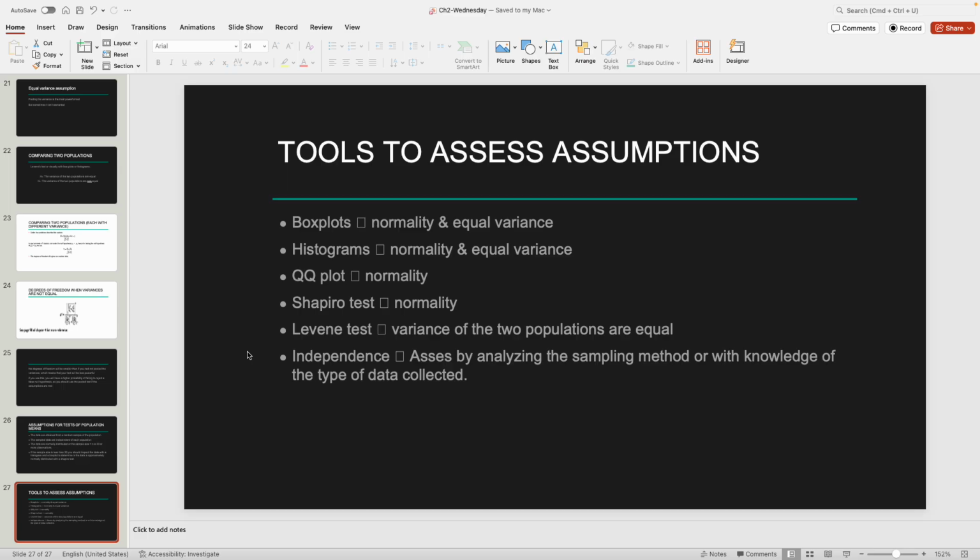The Shapiro test is a numerical test. It produces a p-value, so that's what I mean by numerical. It's a test of the hypothesis of normality. Levene's test provides a numerical measure, and it produces a p-value by testing the hypothesis that the variances of the two populations are equal. Then independence has to be assessed by the sampling method or knowledge about the data. So that's perhaps the one that is the most subjective.